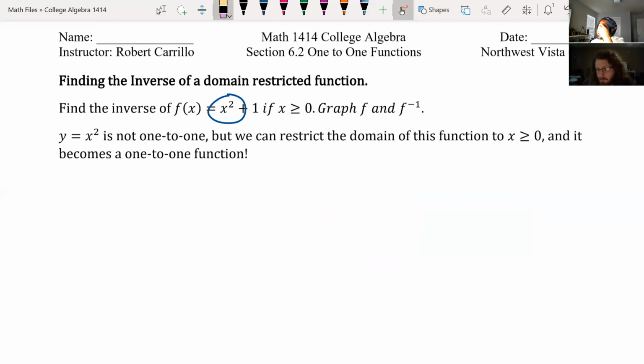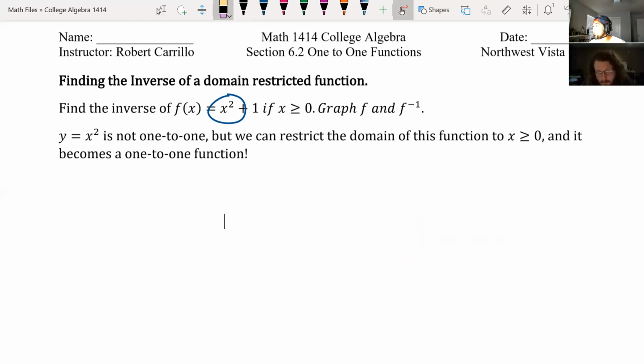Well, here's where you have the power of math. You can take any function and restrict its domain to become a one-to-one function. So this is a very important concept when you guys get to pre-cal and start learning inverse trig functions. Trigonometric functions are not one-to-one.